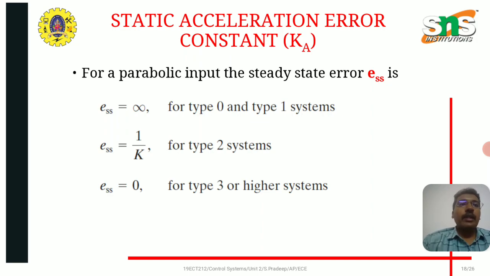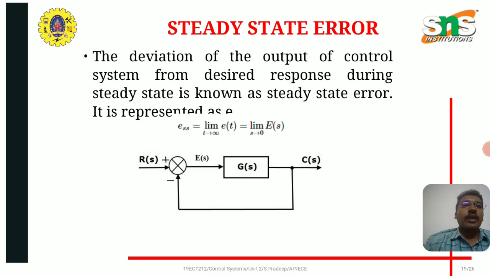For a parabolic input, the steady state error E equal to infinity for type 0 and type 1 systems, E equal to 1 by K for type 2 system and E equal to 0 for type 3 or higher systems. The deviation of the output of a control system from the desired response during steady state is known as the steady state error. It is represented as E.